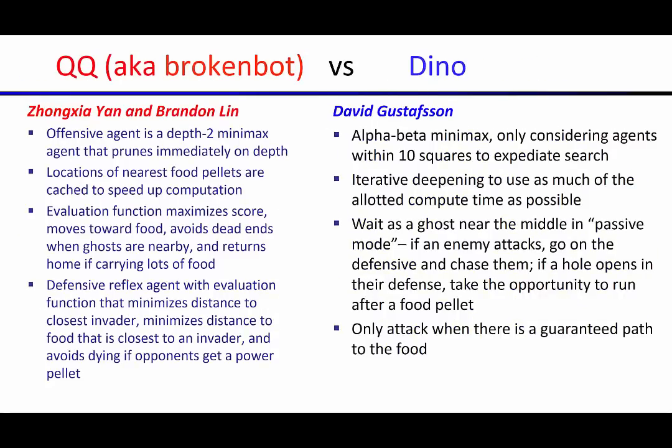All right, let's now look for first place. QQ, which we already talked about, versus Dino. Dino runs alpha-beta minimax, only considering agents within 10 squares to expedite search. Iterative deepening to use as much of the allotted compute time as possible. It waits as it goes near the middle in passive mode. If an enemy attacks, go on the defensive and chase them. If a hole opens in their defense, take the opportunity to run after a food pellet. Only attack when there is a guaranteed path to the food. All right, let's see how this plays out. QQ versus Dino.